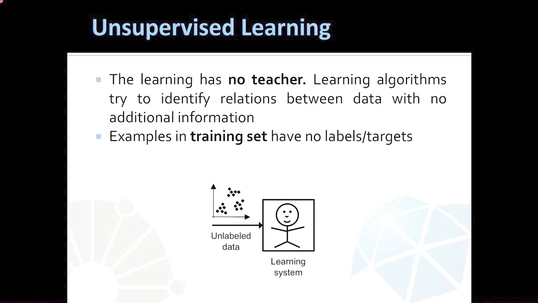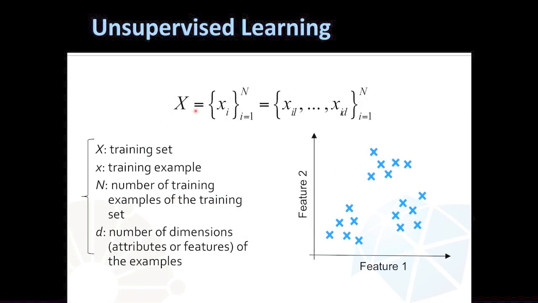In unsupervised learning, learning has no teacher. This means that learning algorithms try to identify relations between data with no additional information. In other words, examples in training set have no labels or targets. The capital X represents the training set. x is a training example, and in the training set there are n different training examples. Each training example can have d dimensions. These dimensions are also called attributes or features. Here we have a training set with 18 different examples in 2 different dimensions.